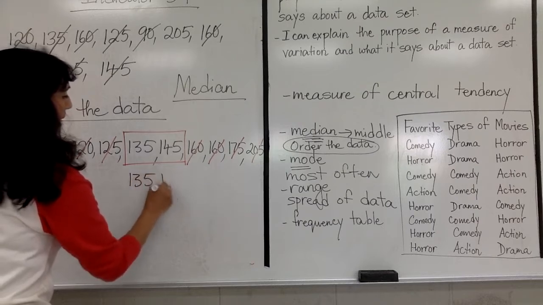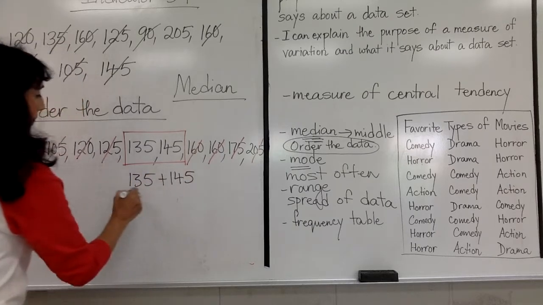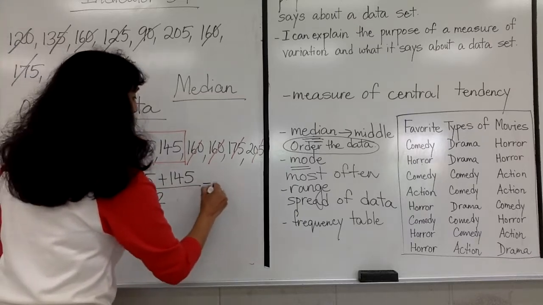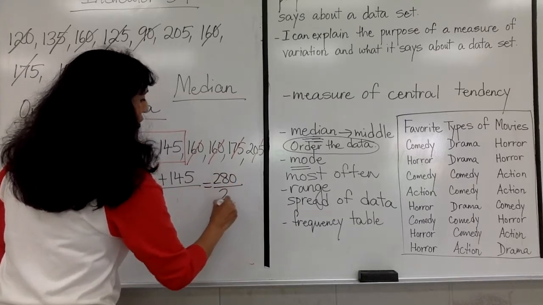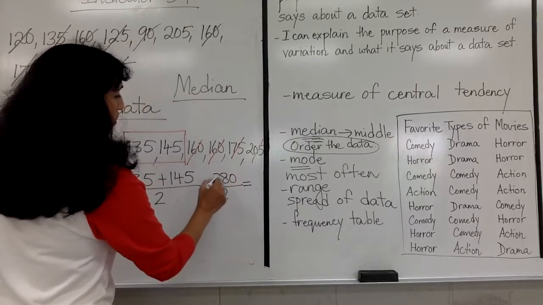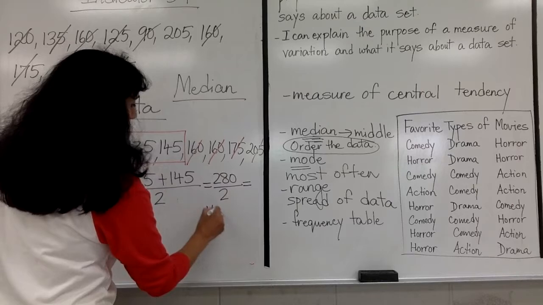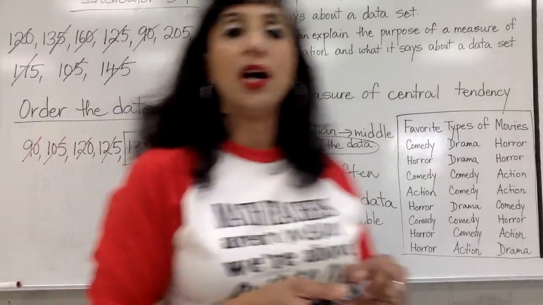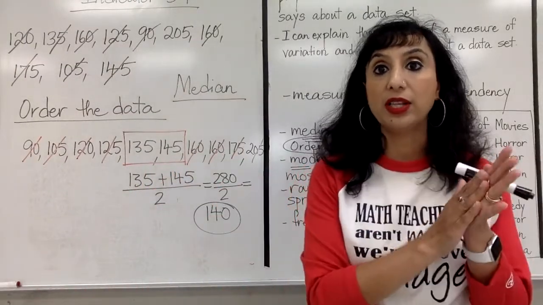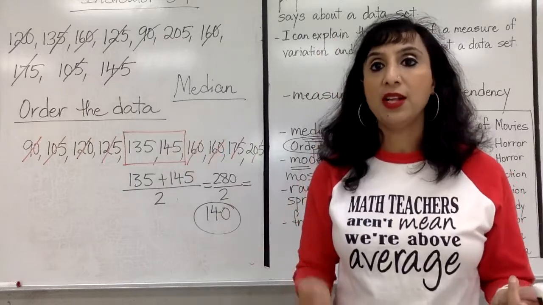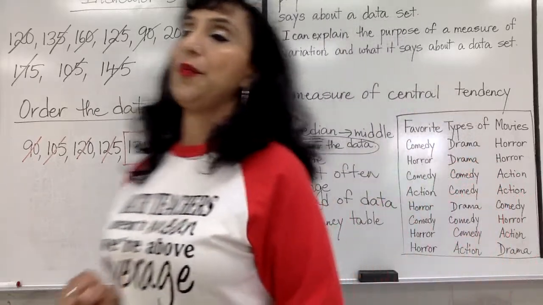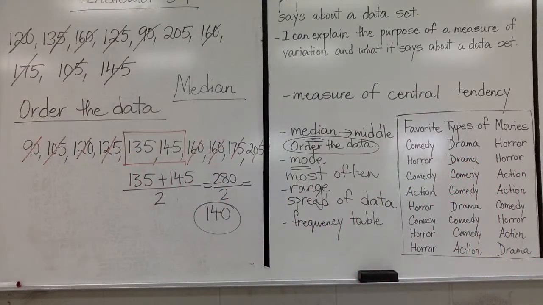I have 135 plus 145 divided by 2. If I add up 135 plus 145, I get 280 divided by 2. And if I simplify, I get 140. 140 is my median. Now, if you think of it logically, what is the number bang in the middle of 135 and 145? Of course, 140. So 140 is your middle number of this data set. So we found the median.